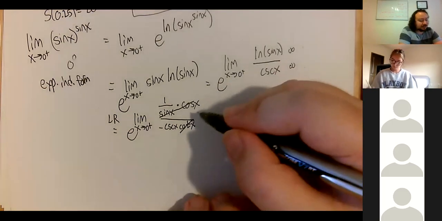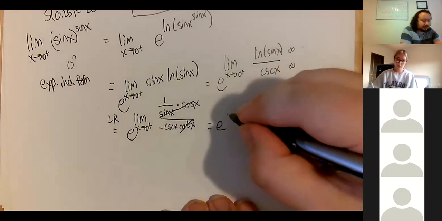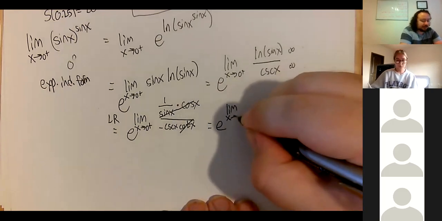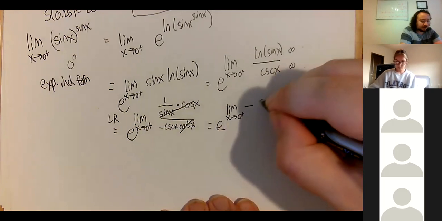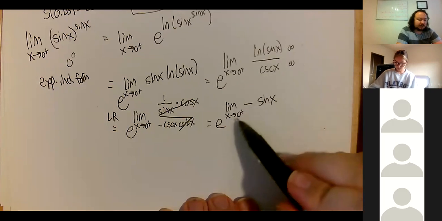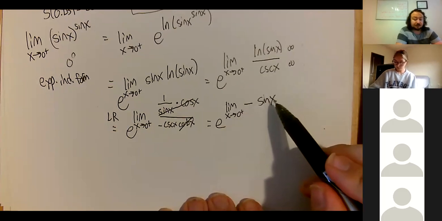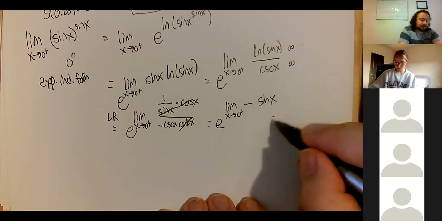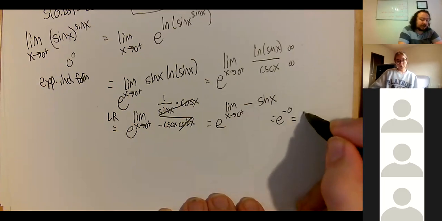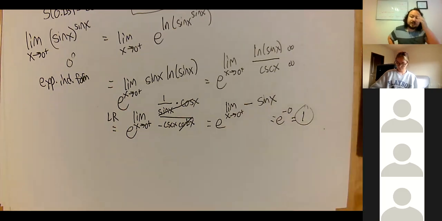All right, so since we've done that, we have 1 over cosecant. That's the same as sine. Negative sine of x right here. And then finally, when I send x to 0 for sine, sine of 0 is 0. So I have e to the negative 0. So that will just be 1. So my limit here ends up being 1.